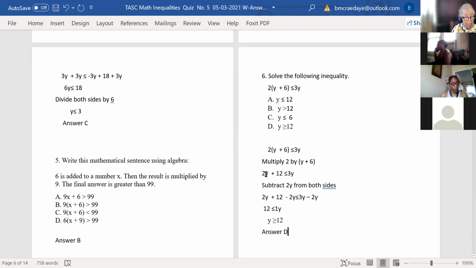And then once you do that, you've got to get terms together. You've got a 2y and a 3y, and like Vanessa said, you could subtract the 2y or you could subtract the 3y. They both work, okay? So we subtracted the 2y, and the 2y plus and the 2y negative goes to 0, and we have 12 left. And 3y minus 2y is 1y or just y. Now to get the y on the left side, we have to reverse our inequality. So that's y greater than or equal to 12. Any questions on number 6?